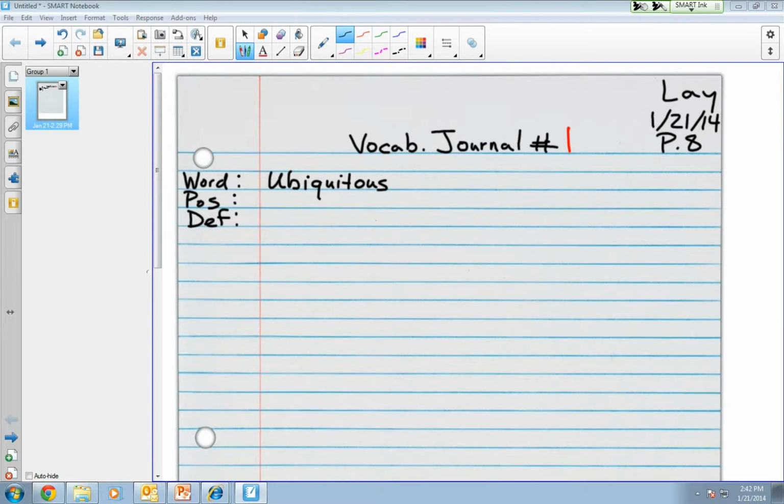Now, knowing what I know about language so far, I know that when I have this suffix -us, that means it's probably describing something. So I can think of like the ubiquitous restaurant chain, right? So that describes restaurants. So I know that the part of speech here is an adjective, right?